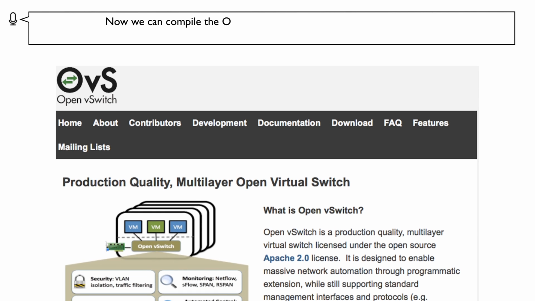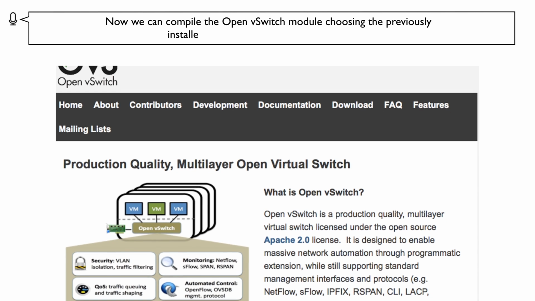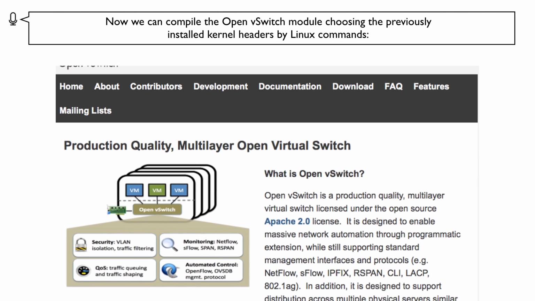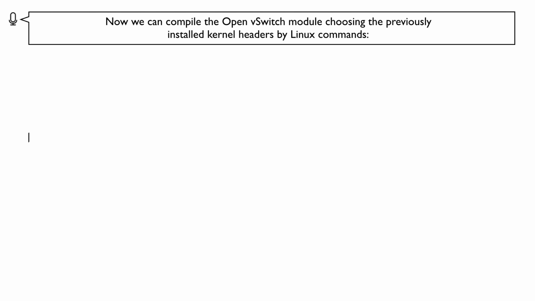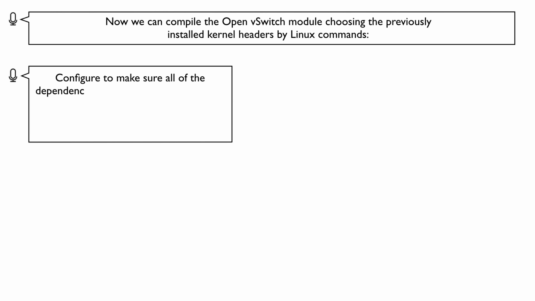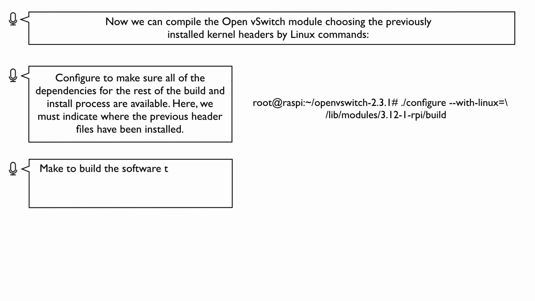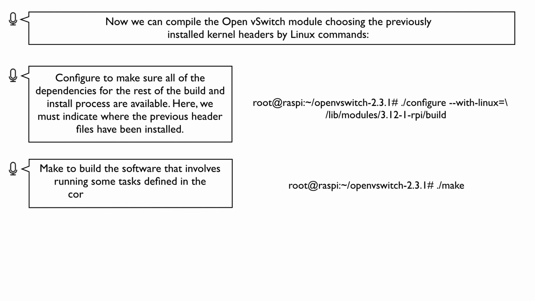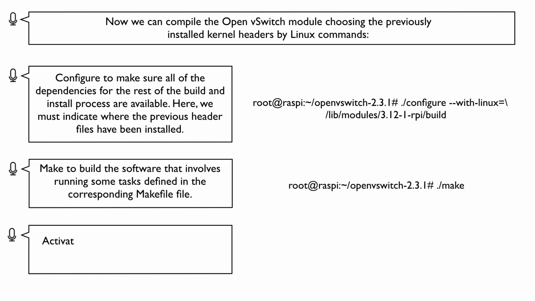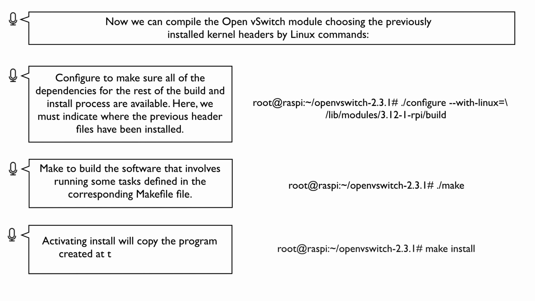Now we can compile the Open vSwitch module, choosing the previously installed kernel headers, by Linux commands. Configure to make sure all of the dependencies for the rest of the build and install process are available. Here we must indicate where the previous header files have been installed. Make to build the software, which involves running some tasks defined in the corresponding makefile. Make install will copy the program created to the correct location.